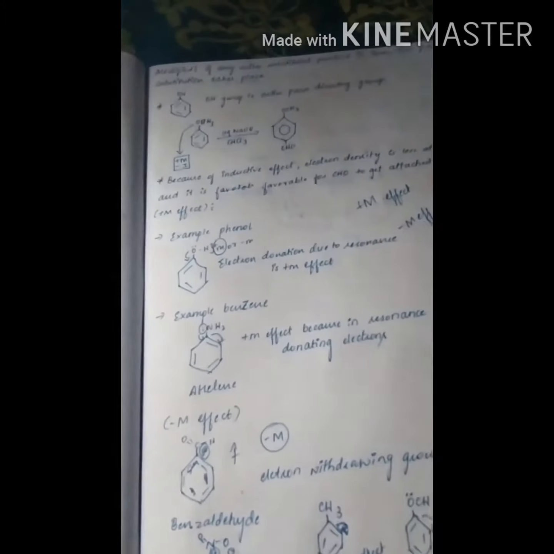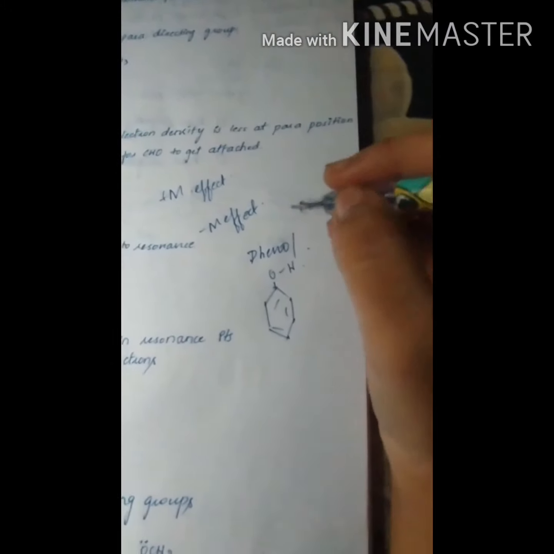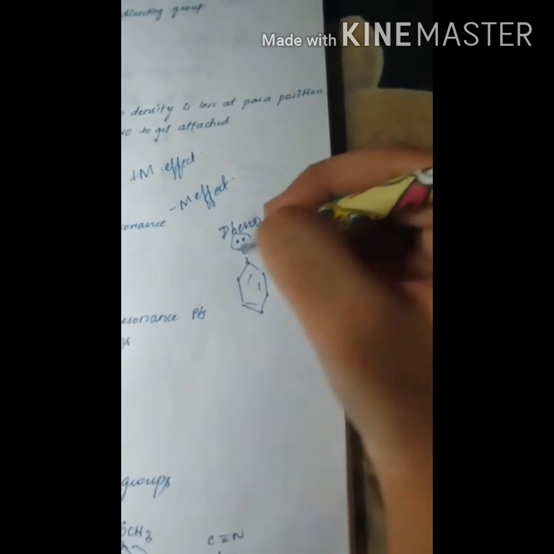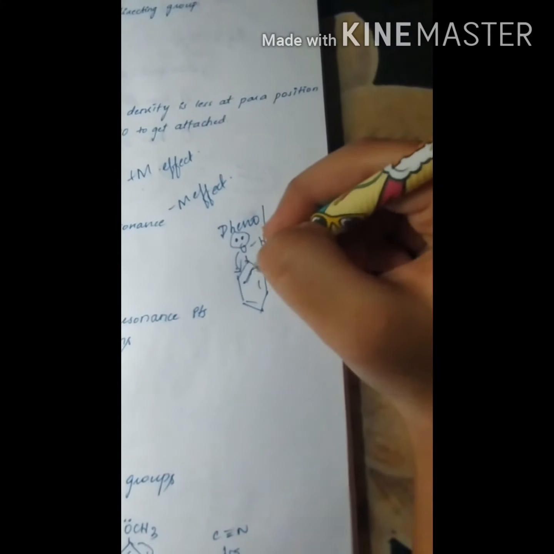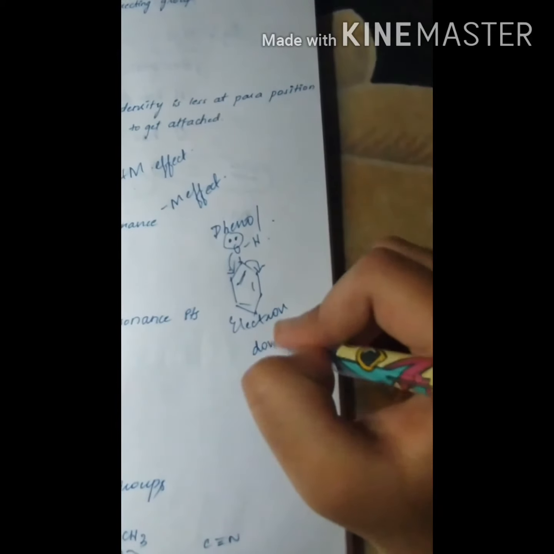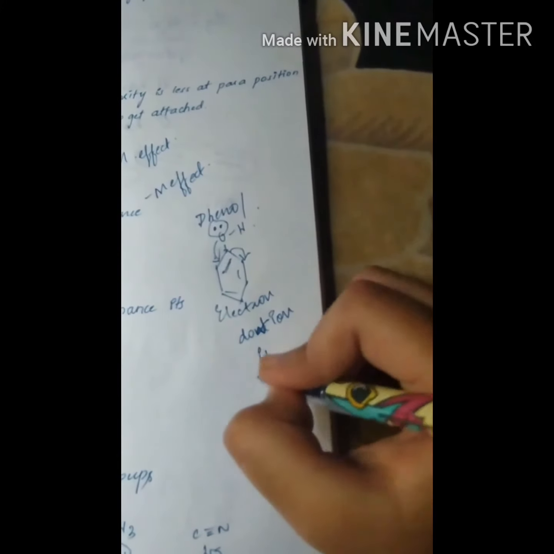So now let us see the plus M effect. Let us take an example of phenol. You guys know what phenol is, right? A benzene ring having an OH group is known as phenol. Here O has a lone pair on it. When this lone pair of electrons shifts towards the pi bond, the pi bond donates electrons towards the benzene ring. So here electron donation is taking place.